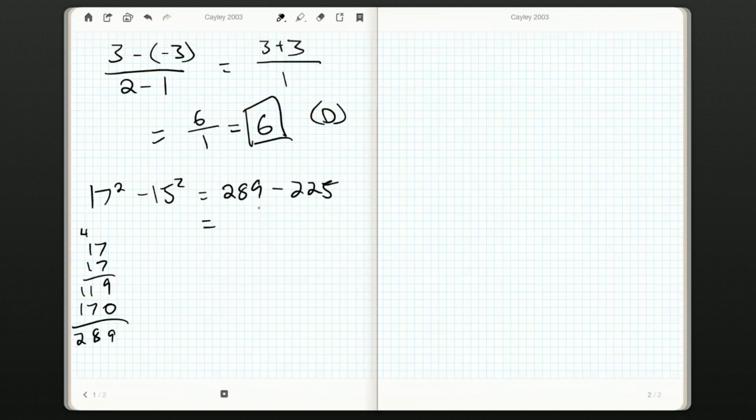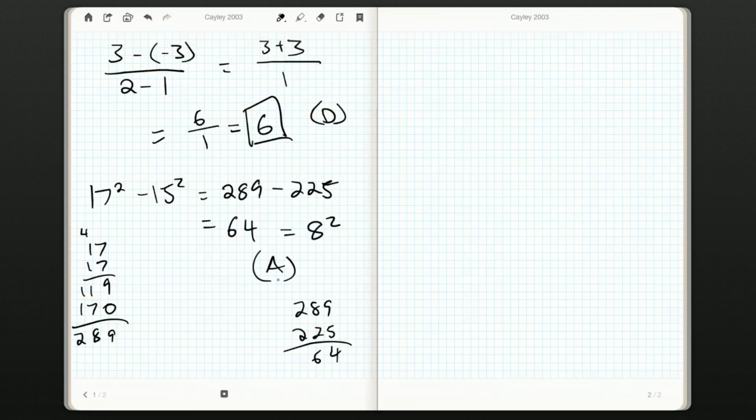The difference here, if you need to, arrange them again vertically. You need a difference here, 4, 6, it's going to be 64. And hopefully you recognize that as 8 squared. Okay, that gives us an answer of A.